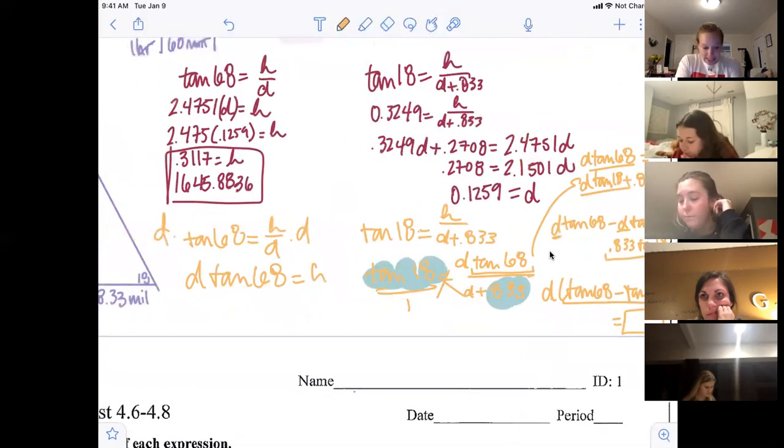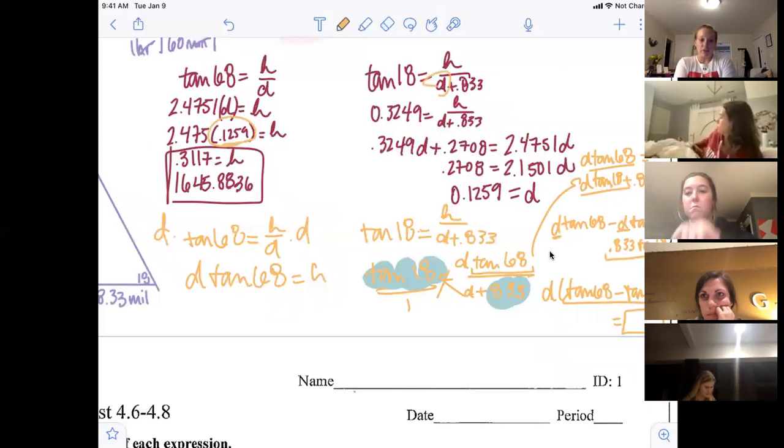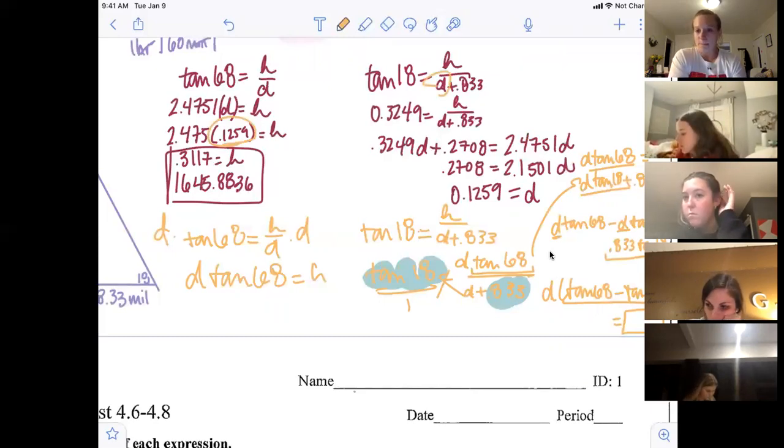And then once we find D, I plugged that in right here in the first one. You could have plugged it back into the second equation, it doesn't matter. But I thought this was pretty easy to finish solving. So I did tan of 68 times this decimal and I got my H. Does that make a little bit more sense? Okay, cool. Anybody else questions or concerns on this problem?